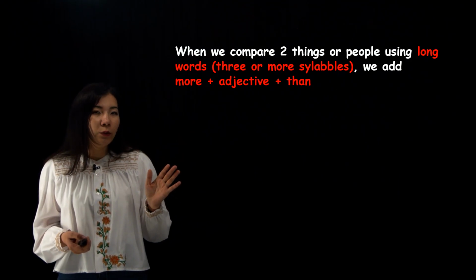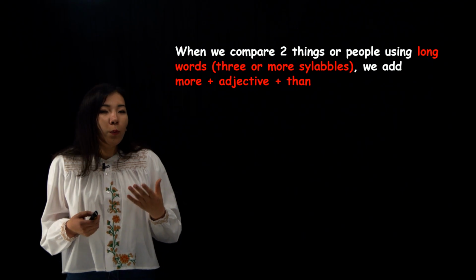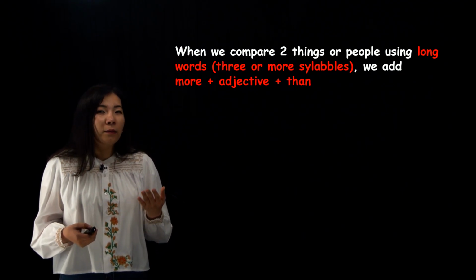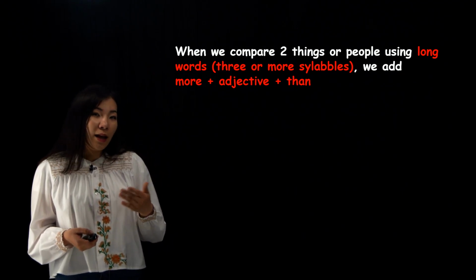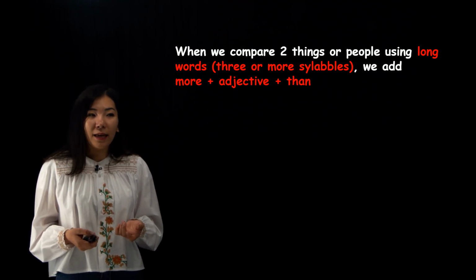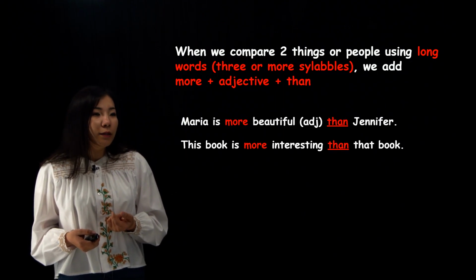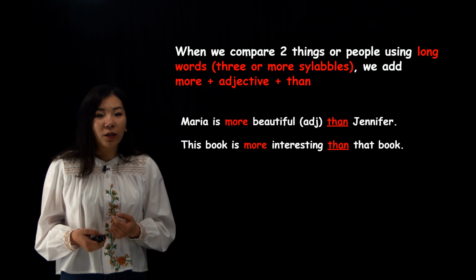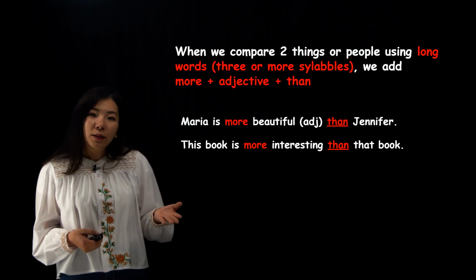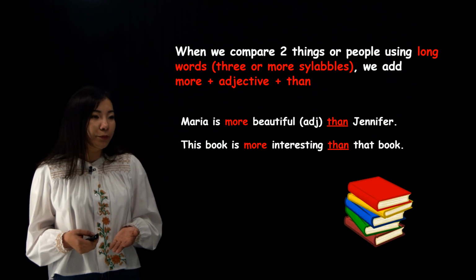So, whenever we compare two things or people using long words, which consist of 3 or more syllables, we add the word more, then the adjective, and the word than. For example, Maria is more beautiful than Jennifer. This book is more interesting than that book.